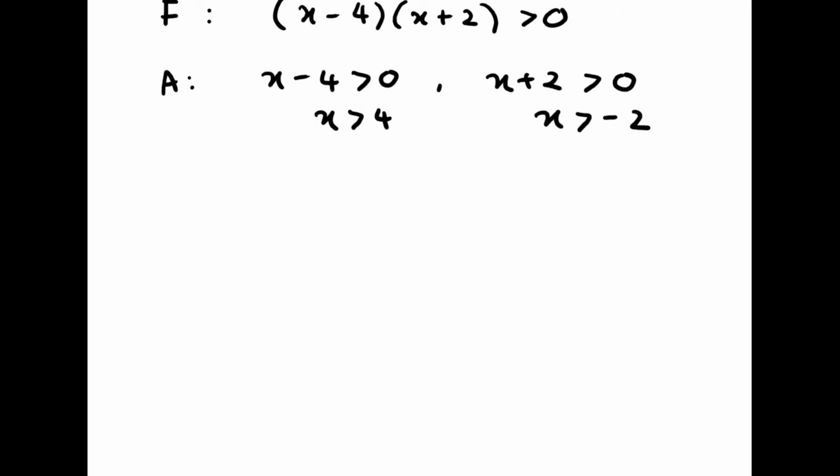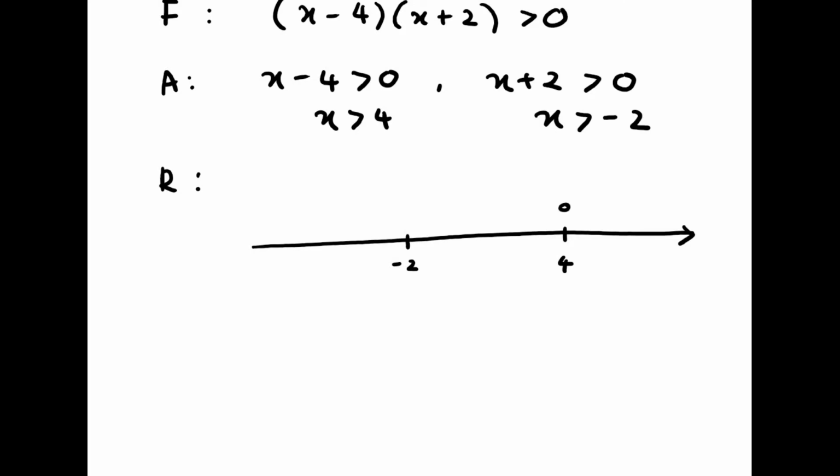Okay, the next one stands for R. R stands for real number line. So you just draw your real number line. You have negative 2, 4, okay, and then just read it. x is greater than 4, so we put the empty circle since you don't have equal there. Okay, and x is greater than negative 2. Okay, the same thing, empty circle. So that is your real number line.